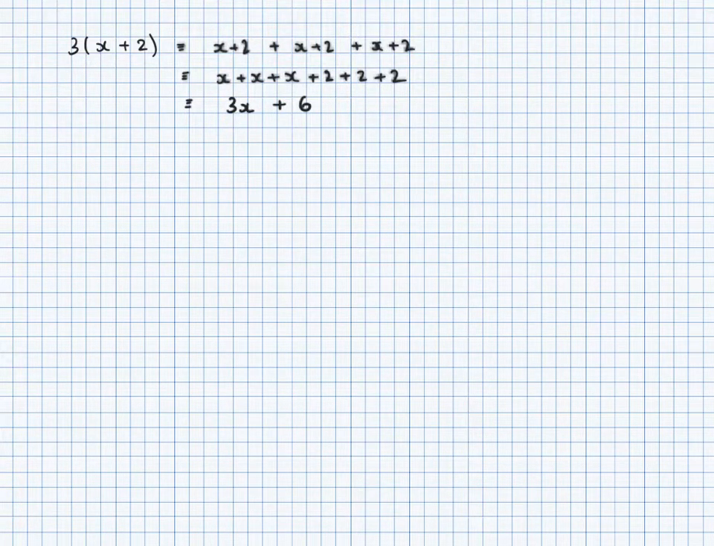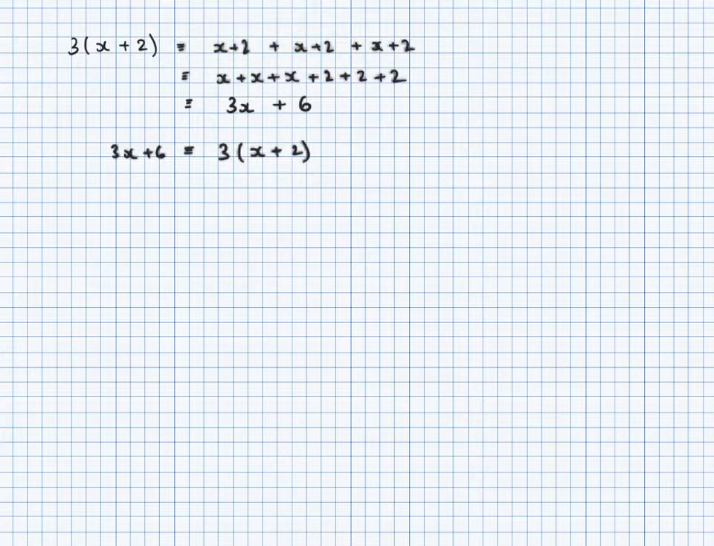Now we can also see that, well, if I was to factorize this, I've got 3 lots of x and I've also got 3 lots of 2, which gave me the 6. So if I was to factorize the expression 3x add 6, this gives me 3 lots of x add 2, and I can see that here. It's 3 lots of x and it's 3 lots of 2.